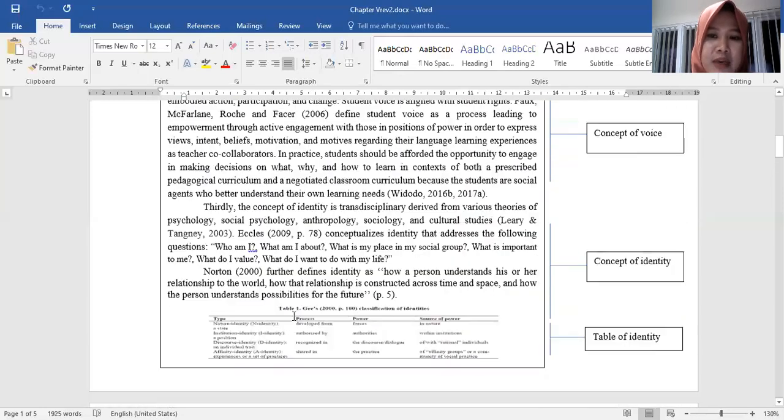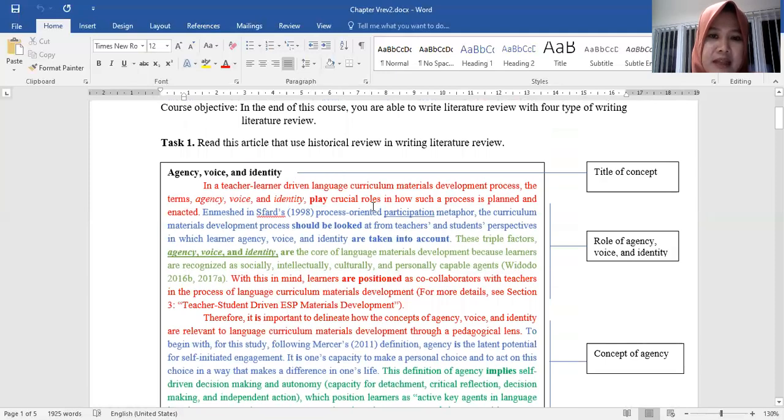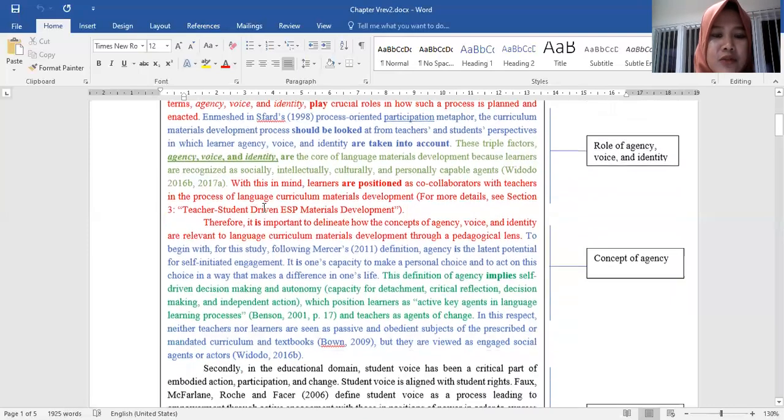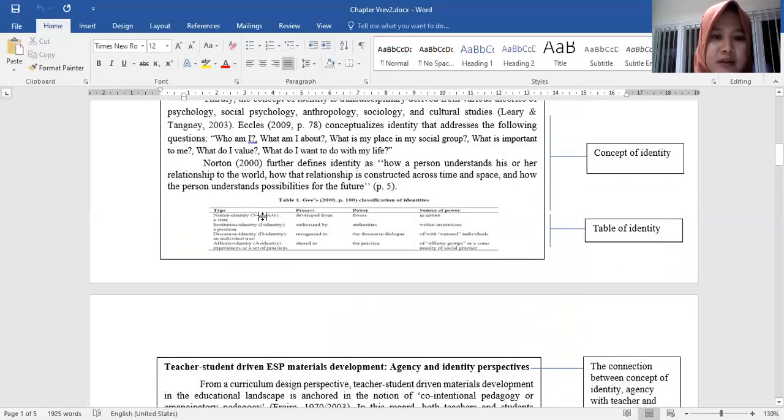So we can see that in writing the literature review, the writer started by giving the perspective from the general into the specific. So the flow of the writing can be very clear, from the general into the specific one.